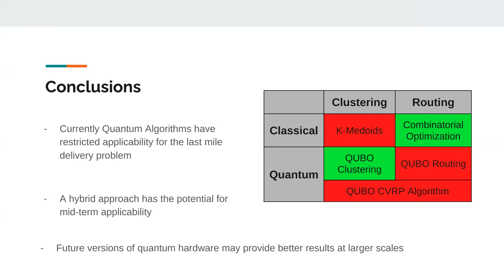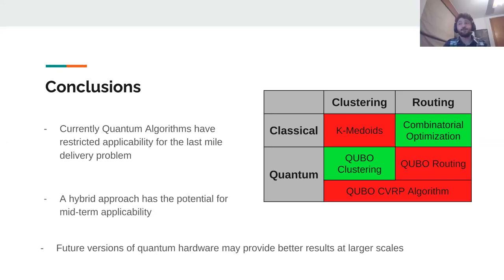So I have another open question. To solve a large-scale problem like Amazon logistics, how many qubits do you estimate we would need?